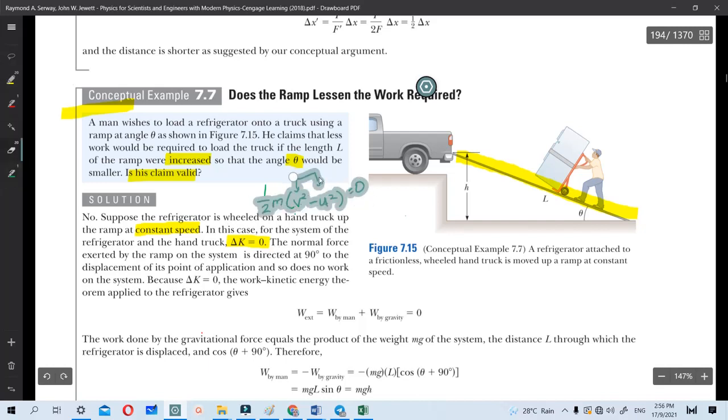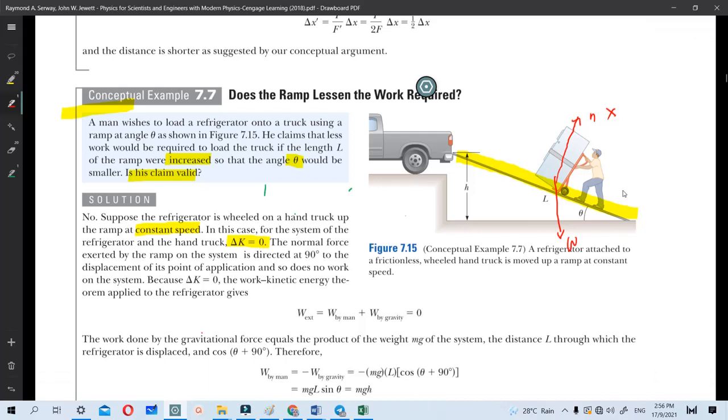Now let's wrap this up. The normal force by the ramp is directed 90 degrees to the displacement, so it does no work. Okay, let's just draw something. We are aware that there will be weight here, and normal force here, perpendicular. So normal force will not contribute to doing work because it's perpendicular. The weight component of the refrigerator would be equivalent to the force applied by the man. That's what it tried to say.